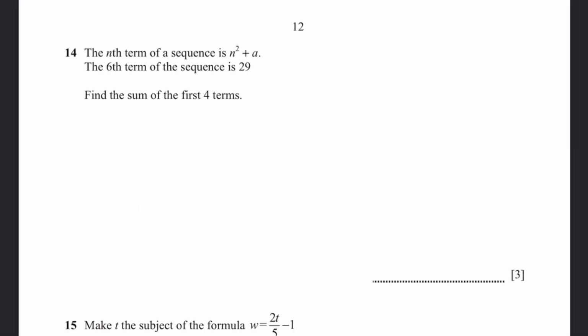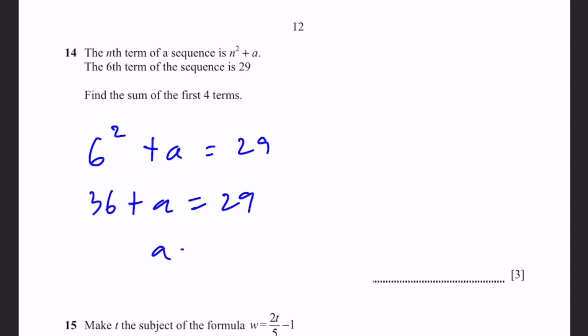The nth term of a sequence is n squared plus a. Sixth term is 29. Find the sum of the first four terms. Substituting n equals 6 and the value is 29. That'll be 6 squared plus a equals 29. 36 plus a equals 29. A is equal to 29 minus 36, which is minus 7.